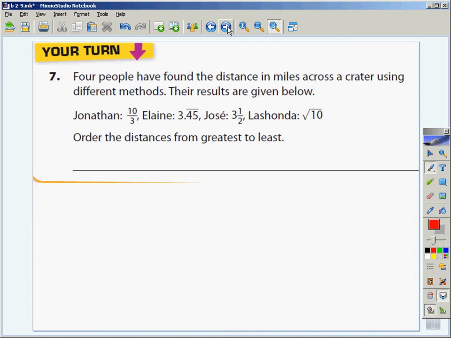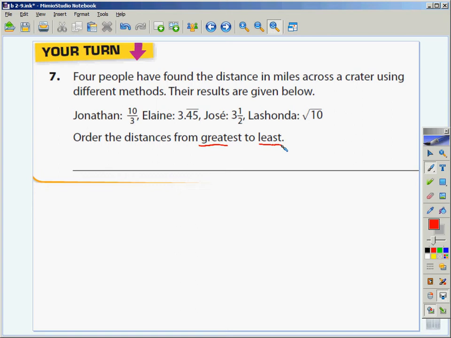Four people have found the distance in miles across the crater using different methods. Their results are given below. Jonathan found 10 over 3. Elaine found 3.45 repeating. Jose found 3.5. LaShonda found the square root of 10. Order the distance from, make sure you read this time, greatest to least. And I'm going to tell you, when you're reading these problems, it's important to read what direction they want them organized. They change it all the time. So make sure you're reading the question.